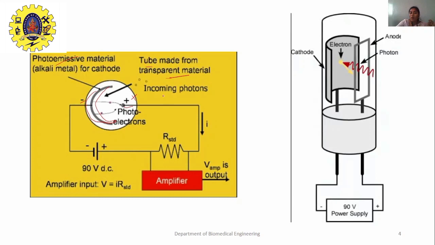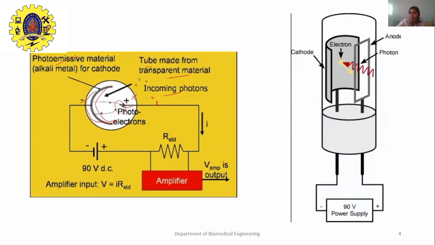Then you have what? Incoming photons. It is the incident photons or incident light. So when these incident lights strike on the cathode, as a result there is the emission of electrons. These electrons will be collected by the anode. So now the anode will start to have what? Anode current. That is the I.